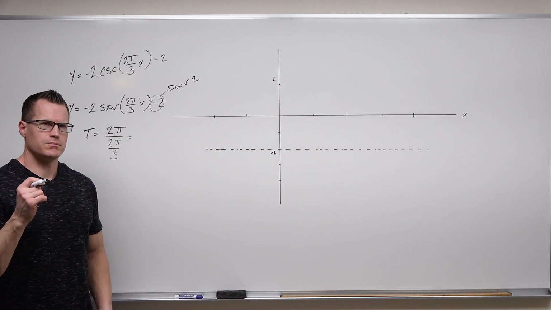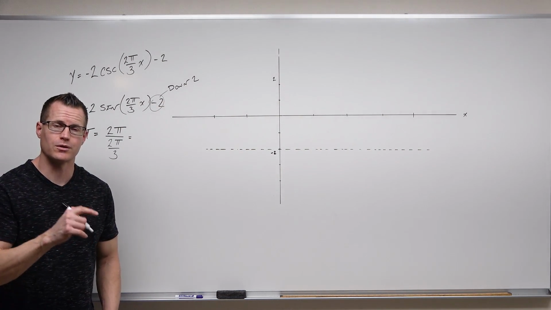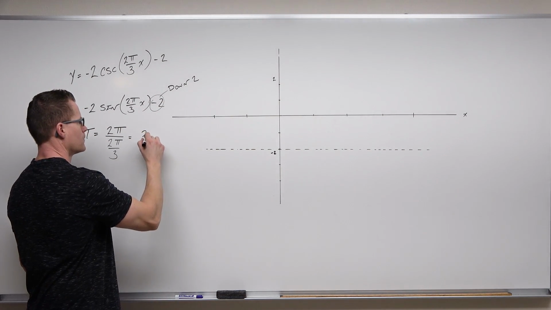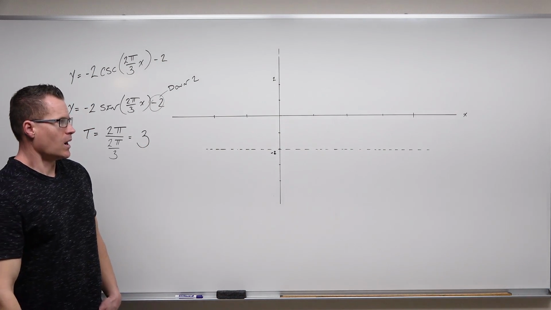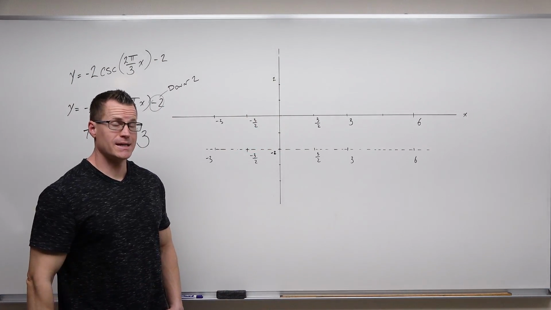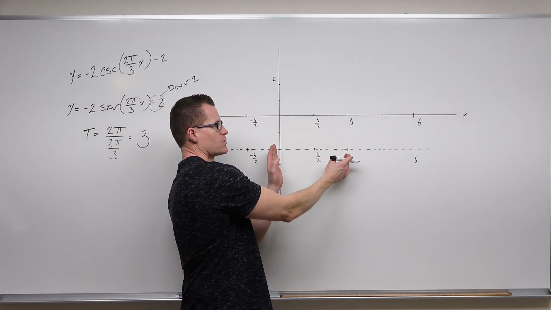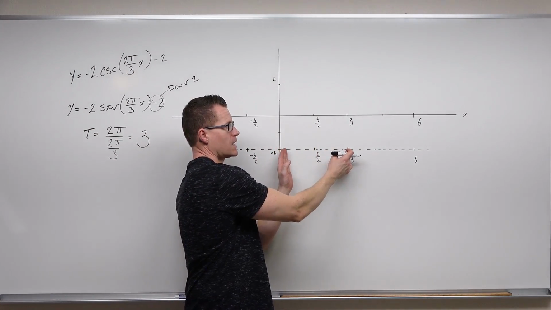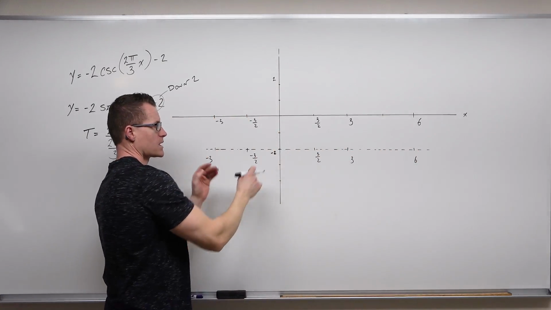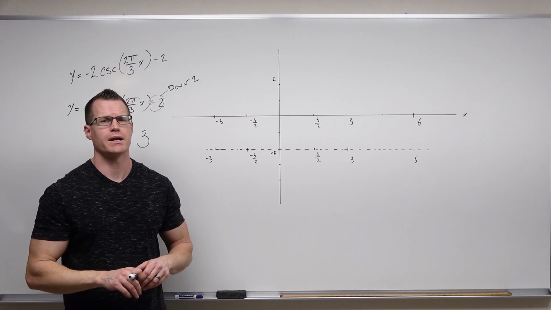So 2 pi divided by 2 pi over 3, the 2 pi's are going to cancel. You get 1 divided by 1/3. That's 3. So I'm going to show that. And just for fun, I did 2 periods here. So I did 2 cycles of this. So remember, our period is 3. This would be 1 cycle, 2 cycles, 3 cycles. So I have 3 periods of this sine function right now.